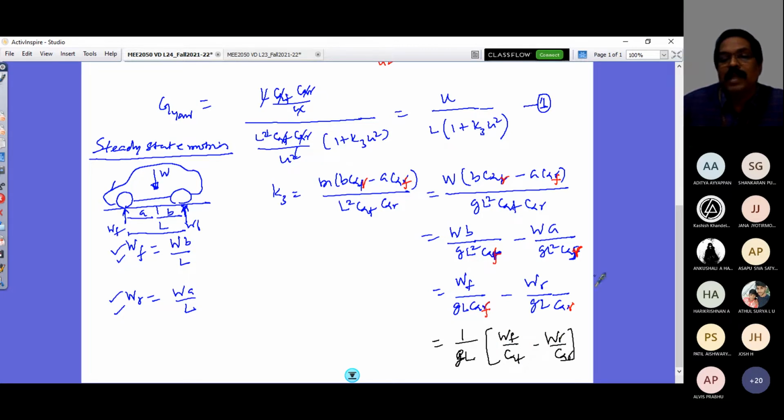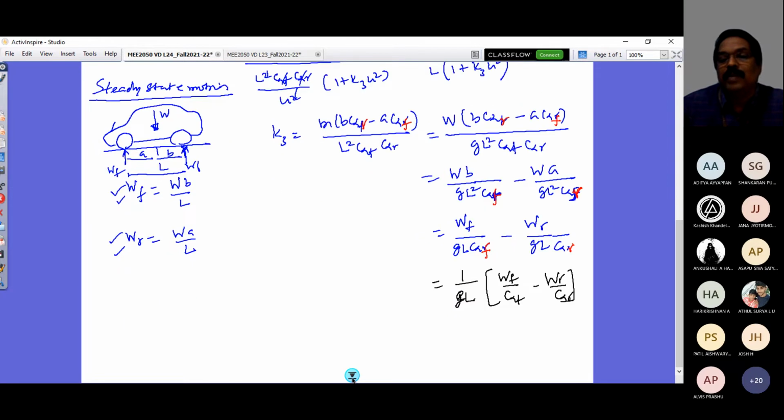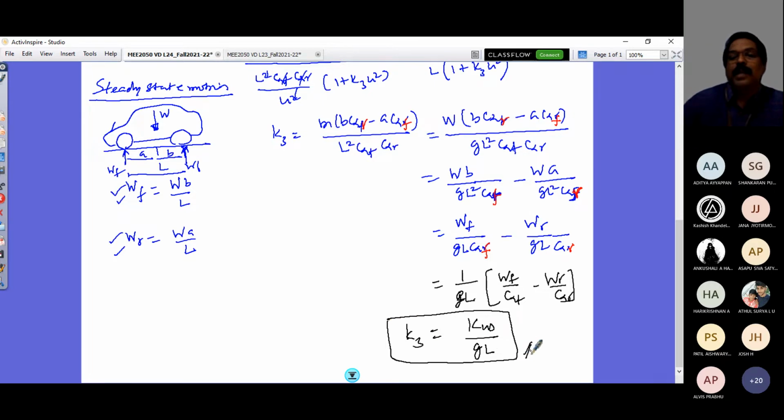So you would immediately say that's nothing but KUS, which you have seen in the steady state motion. So that's KUS, the understeer coefficient, divided by GL. So this is what is on this side, K3. So you may wonder what is the relationship between K3 and KUS. So that gives you here. Please make a note of it.